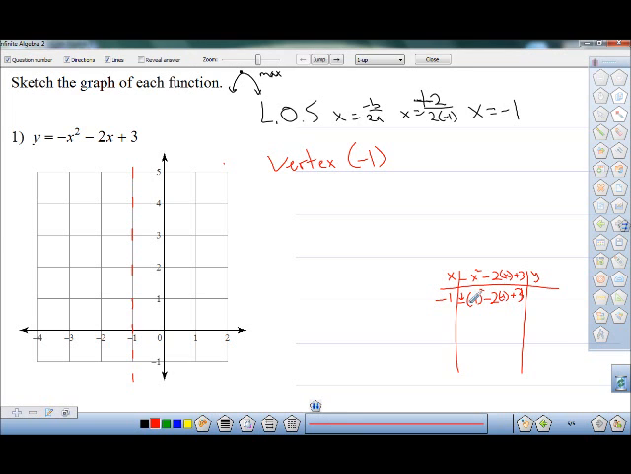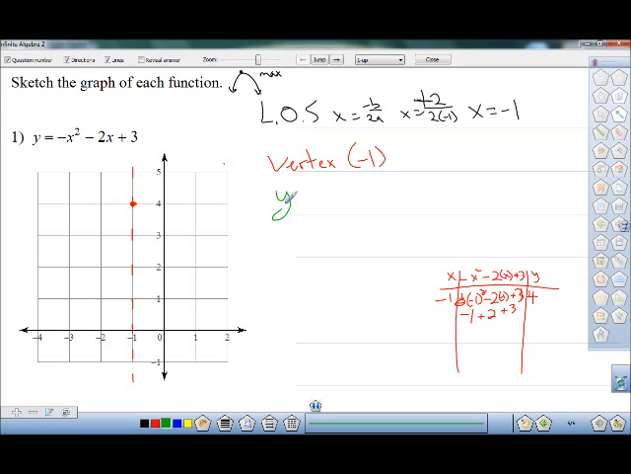Alright, so we square negative 1. Negative 1 times negative 1. 1, and then we make it negative. We get a negative 1. Negative 2 times negative 1. Positive 2 plus 3. I'm going to end up being at negative 1, 4. So at negative 1, 4, I have my vertex.